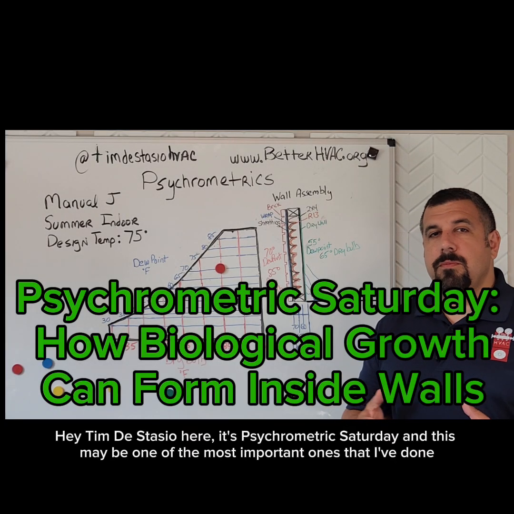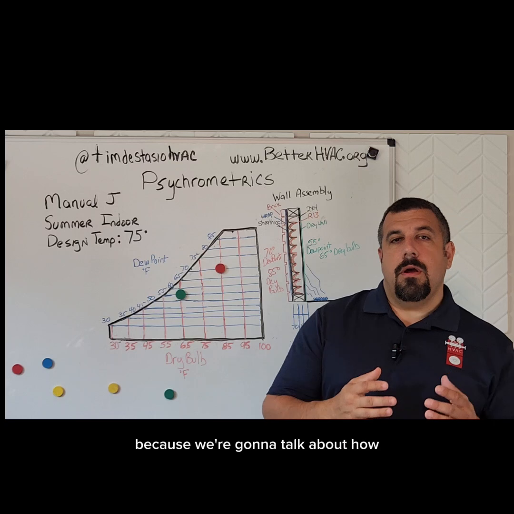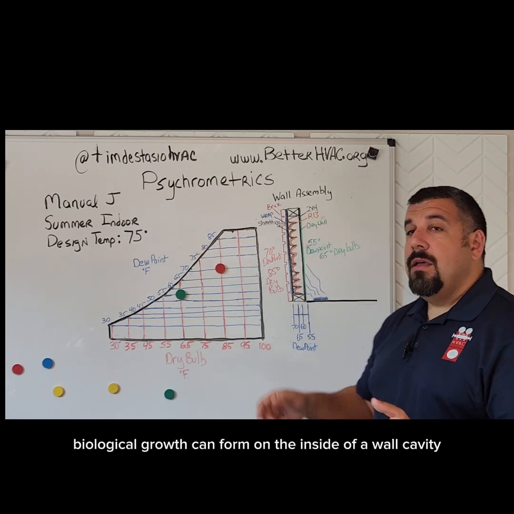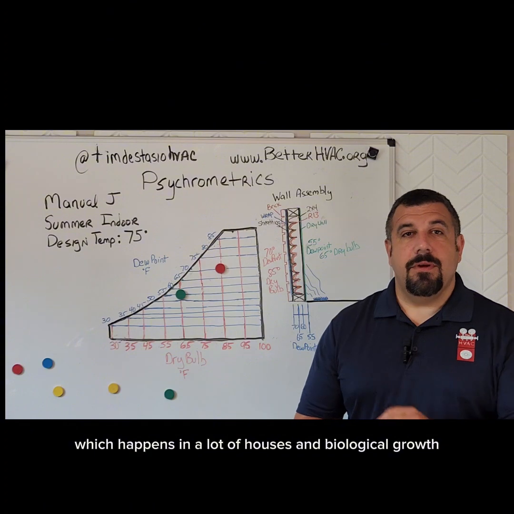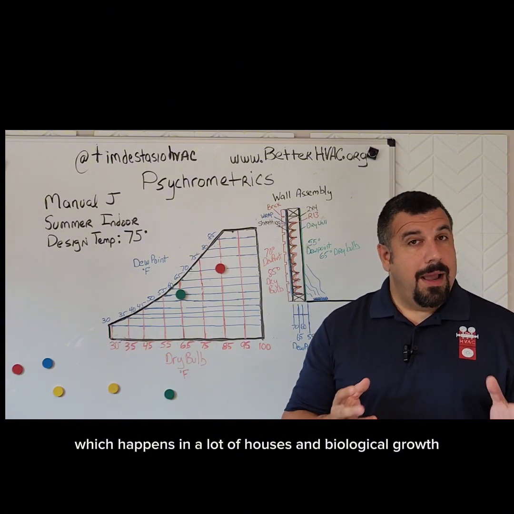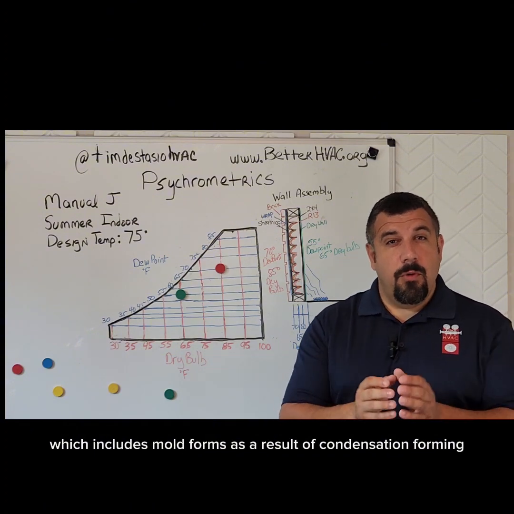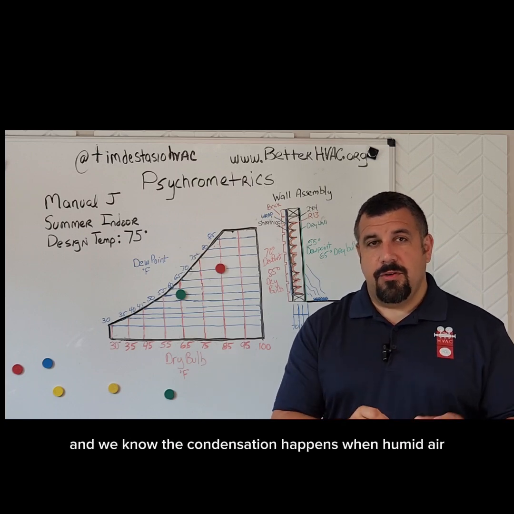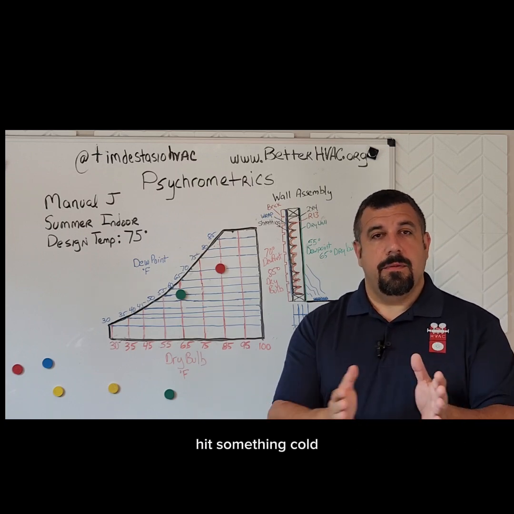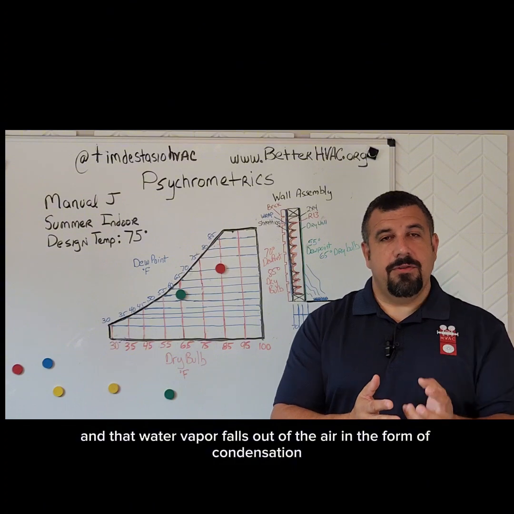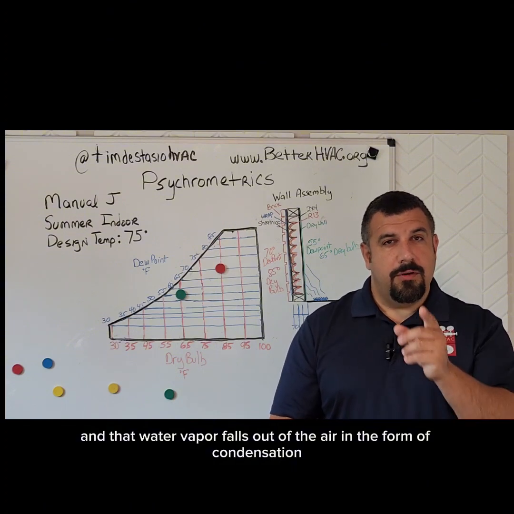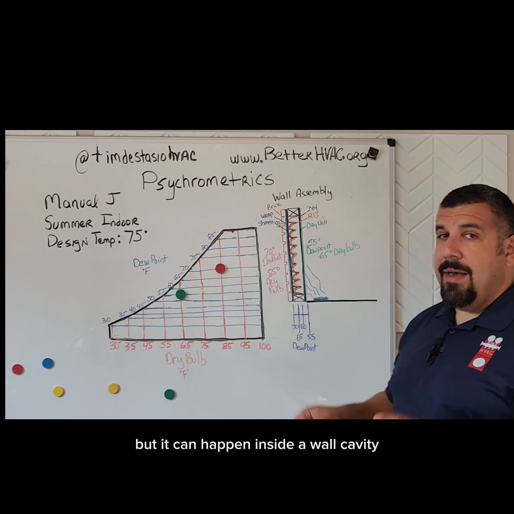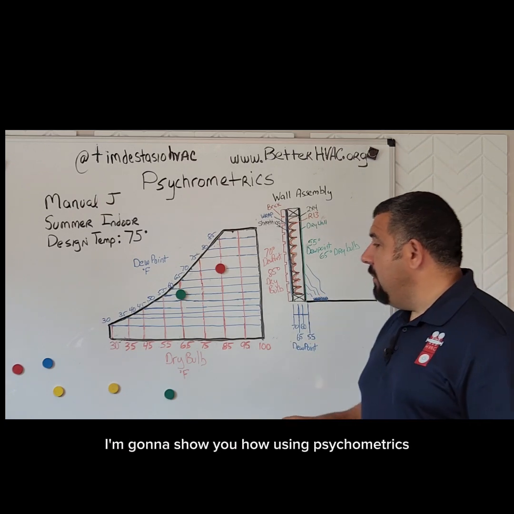This may be one of the most important ones that I've done because we're going to talk about how biological growth can form on the inside of a wall cavity, which happens in a lot of houses. And biological growth, which includes mold, forms as a result of condensation forming. And we know that condensation happens when humid air hits something cold and that water vapor falls out of the air in the form of condensation. That's what we want to avoid. But it can happen inside a wall cavity. I'm going to show you how using psychrometrics.